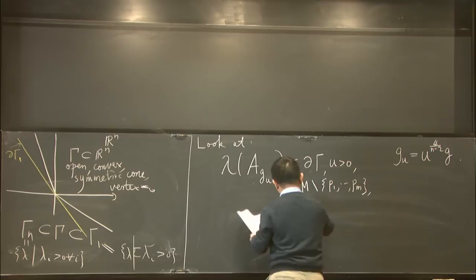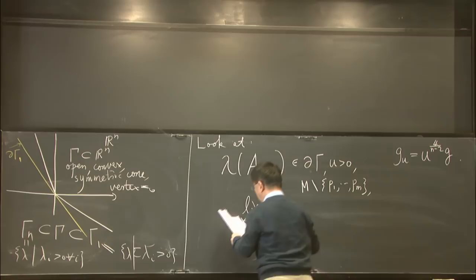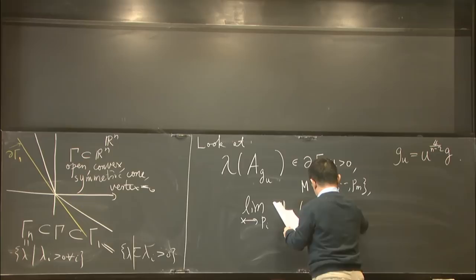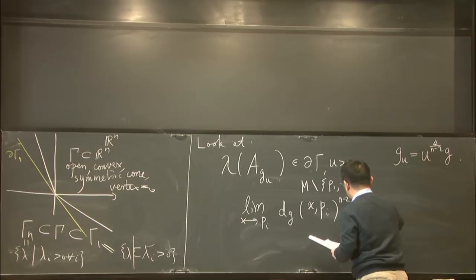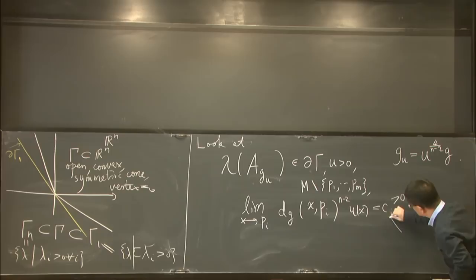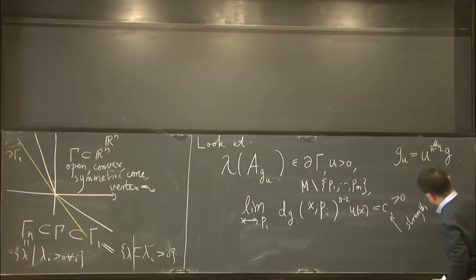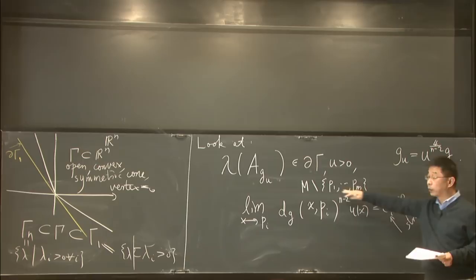So we look for solutions so that at each pole, the rate, so u times r to the n minus 2, tends to c_i, which is bigger than 0. So this will be the strength of the pole. So we are going to look at a couple of points with prescribed strengths and see whether or not you can solve that equation. So that's what we will be doing. So we will call this a Green's function with poles here and with strength c_i.